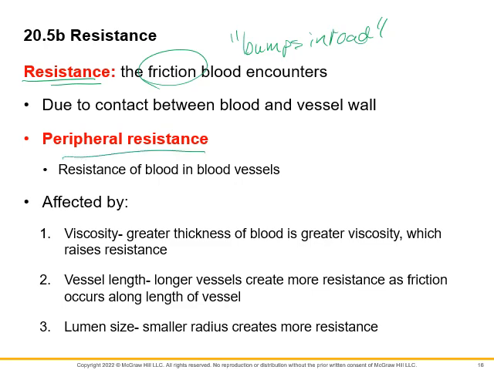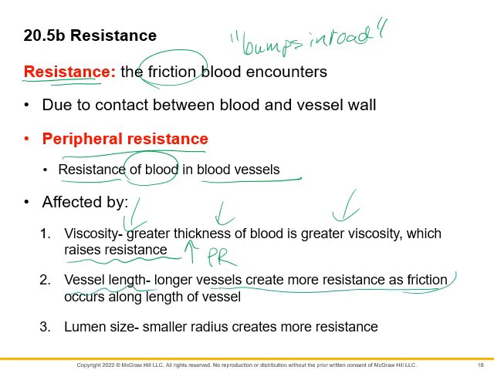So peripheral resistance is resistance of the blood in the blood vessels. If your blood is thicker, that thickness of blood causes greater viscosity, which raises resistance. So the thicker your blood is, you're going to have increased peripheral resistance. Vessel length. The longer the vessel is, the more friction it encounters. So a long pathway, and you're going to see increased peripheral resistance.